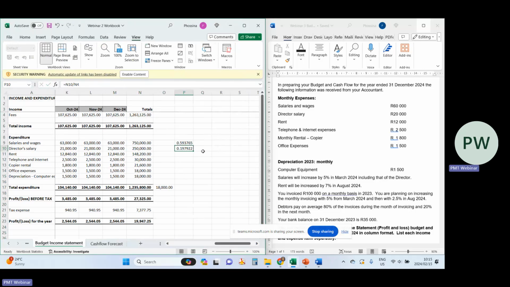Or you can compare directors as compared to the expenditure. How does it compare to the whole expenditure? It's still like 20%. It's now more because of reduced amounts. And then it's the same when you're doing it with your salaries. What percentage was it of expenses? So you use it for management purposes.